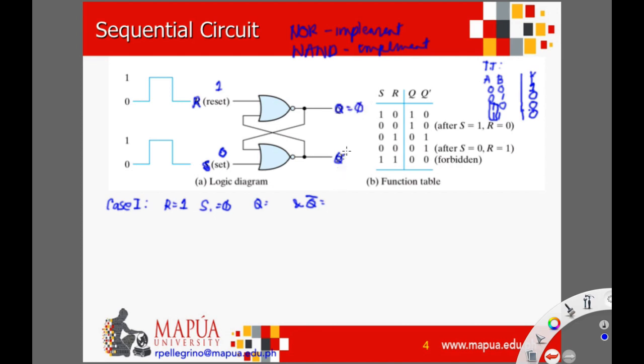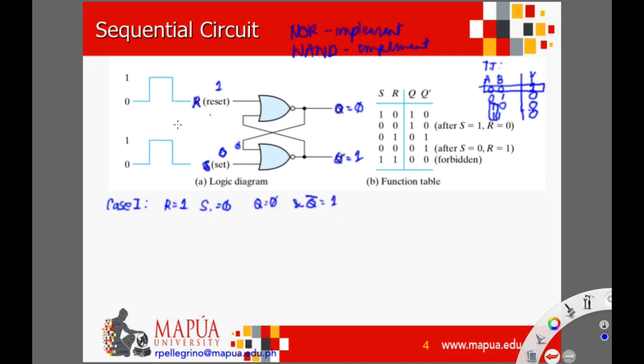Understood? So in this case, since this output is 0, you have an input of 0 and 0. So 0, 0 NOR 0 will produce a 1. So 0 or 0 NOR 0 is 1. In that case, Q is 0 and Q bar is equal to 1.